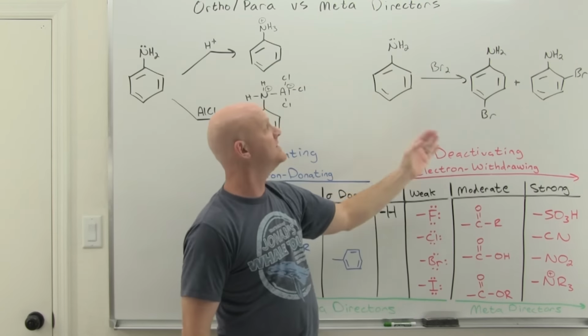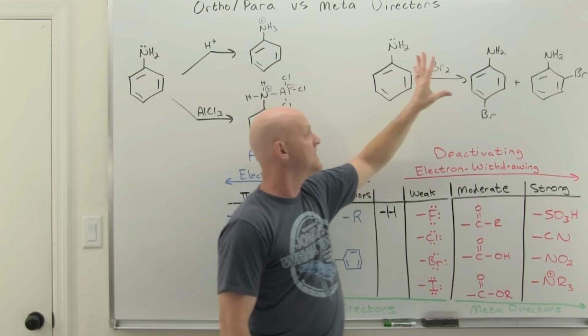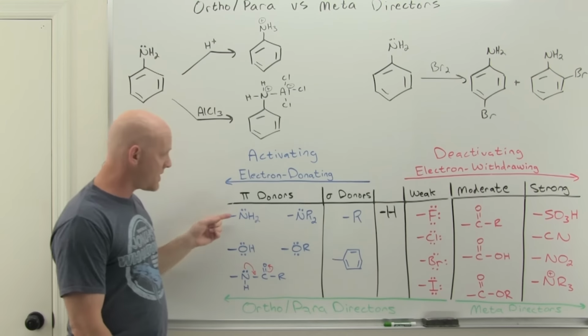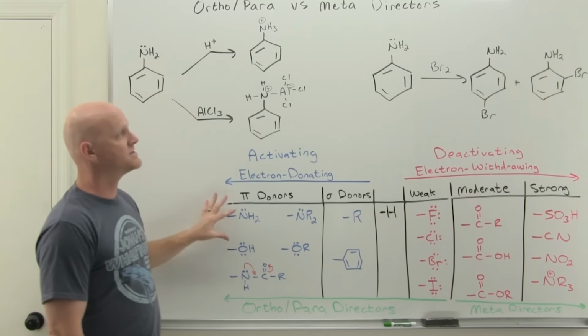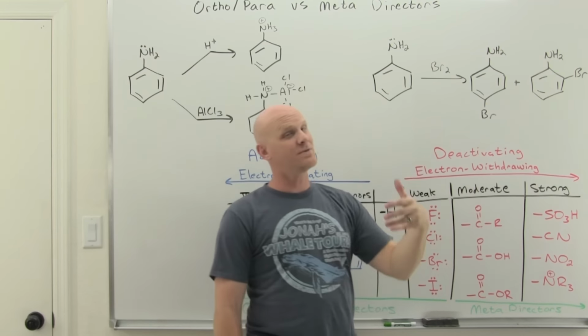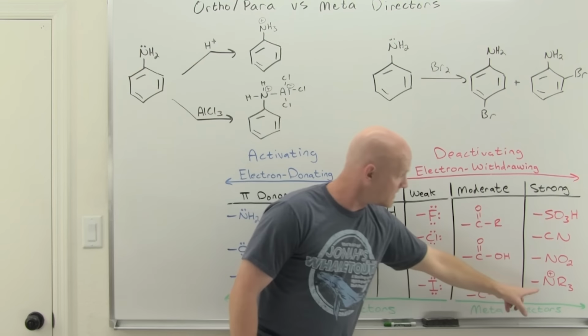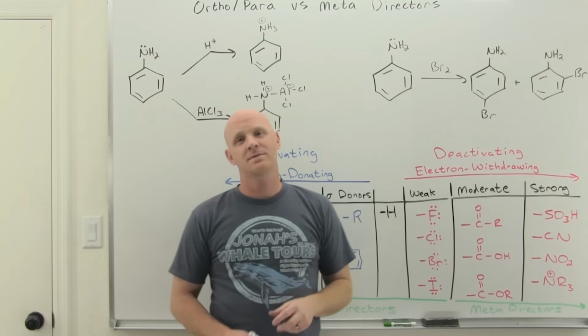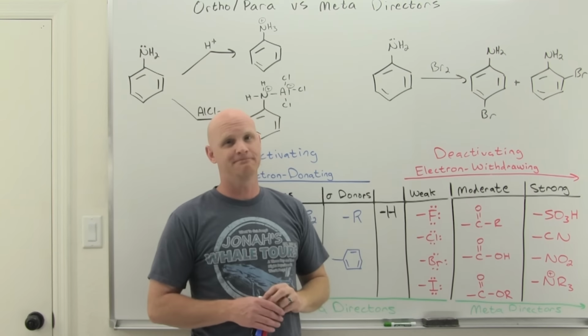But for an aminobenzene, you can leave out the Lewis acid catalyst. It is so reactive, being the strongest of our pi donors here typically, that it doesn't actually need the Lewis acid catalyst and it'll work just fine. And in fact, if we add the Lewis acid catalyst, it'll turn into one of these and substitution will take place at the meta position instead.